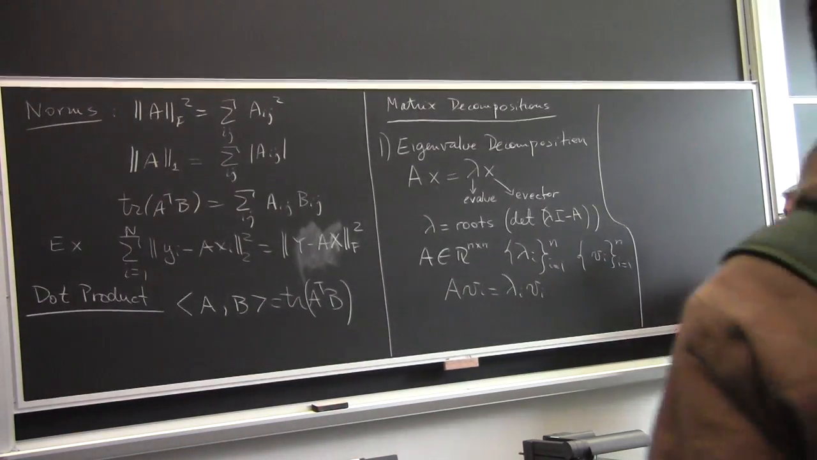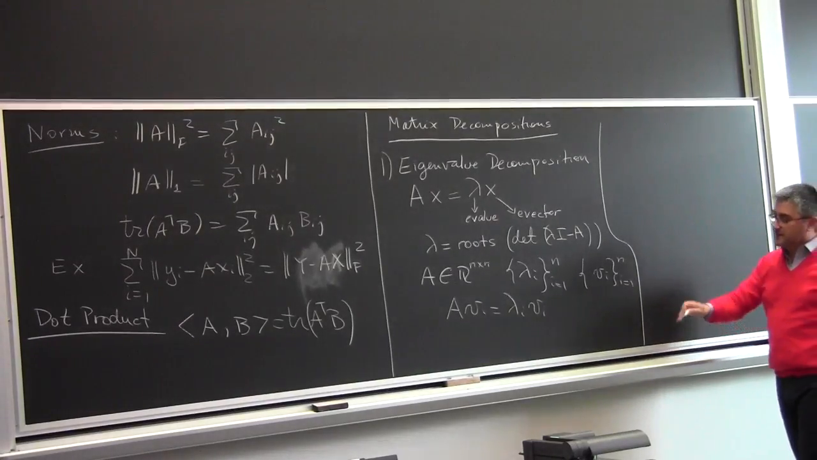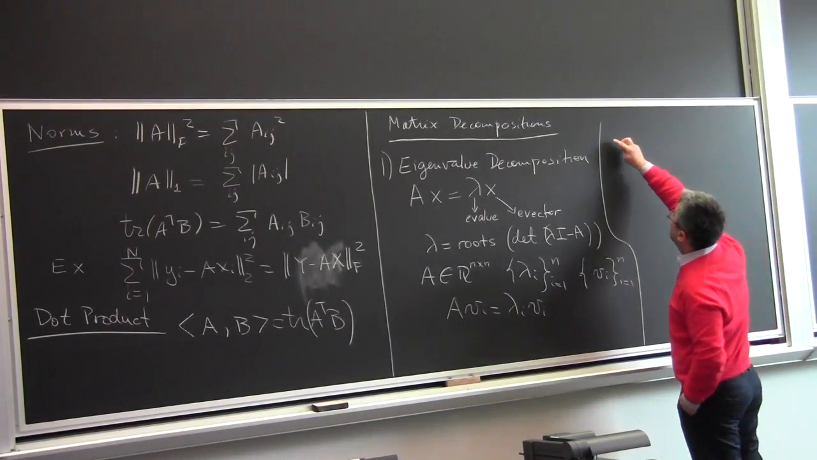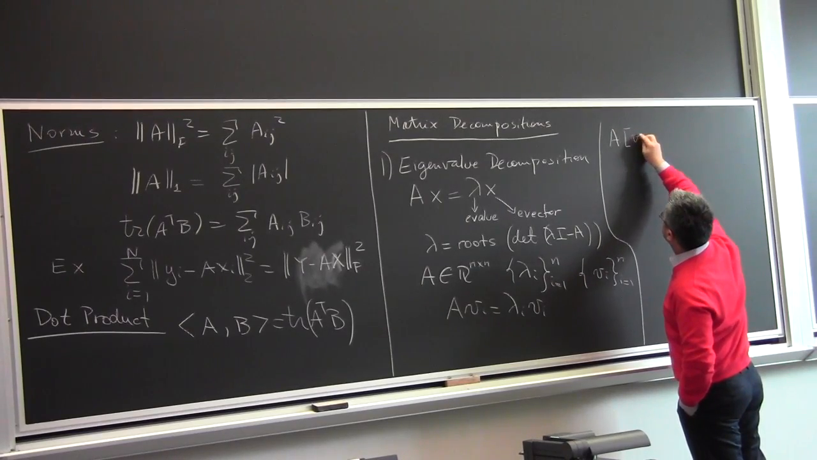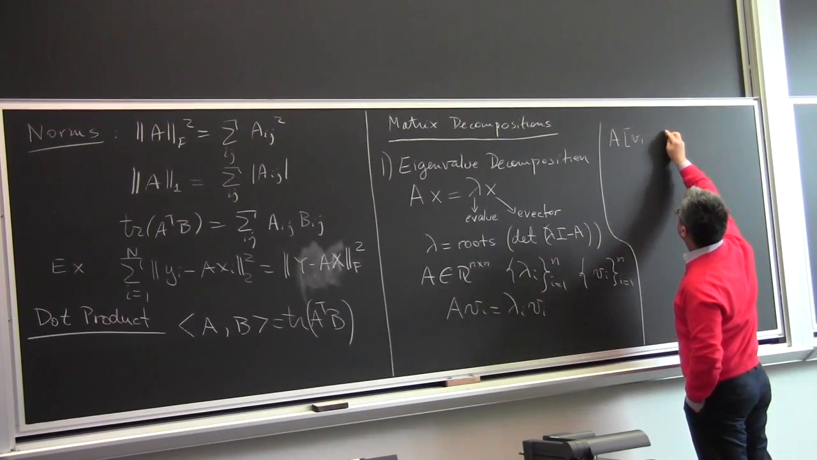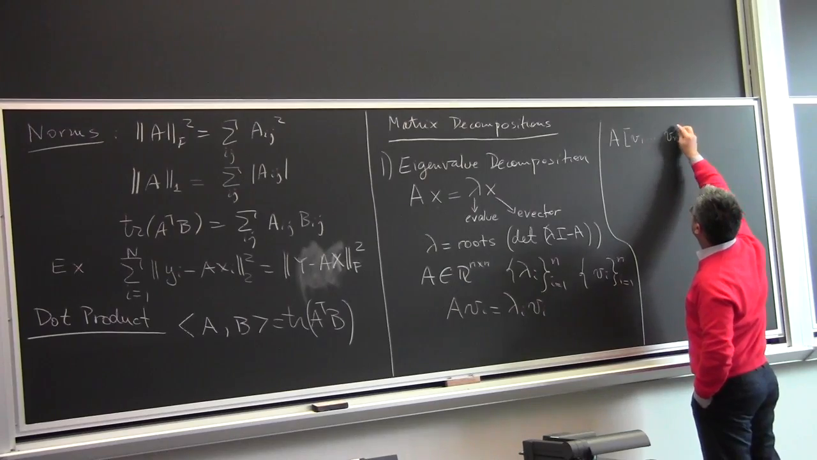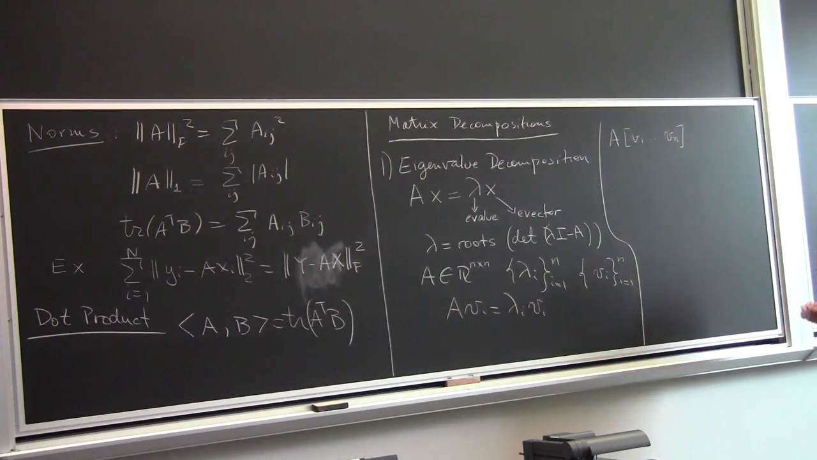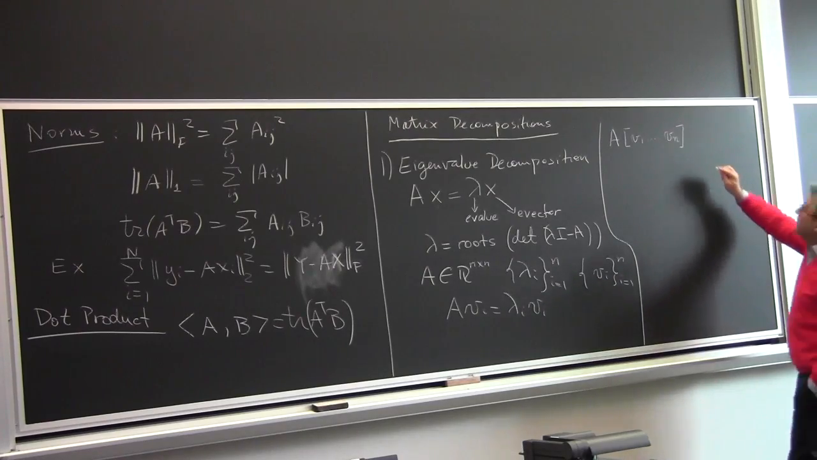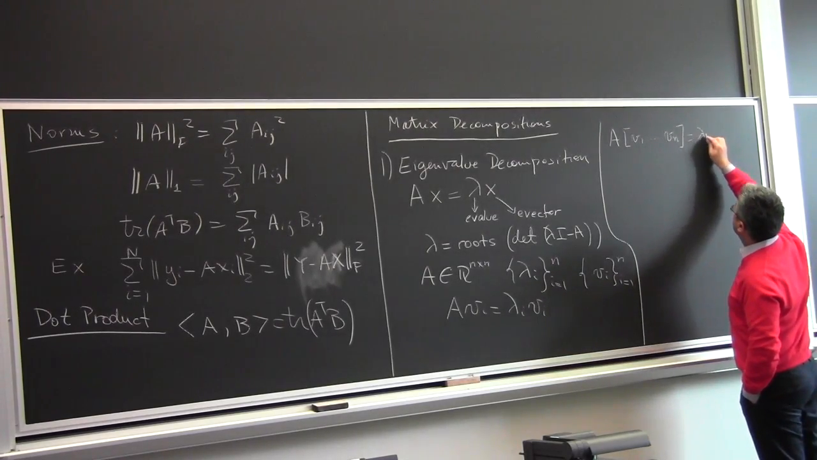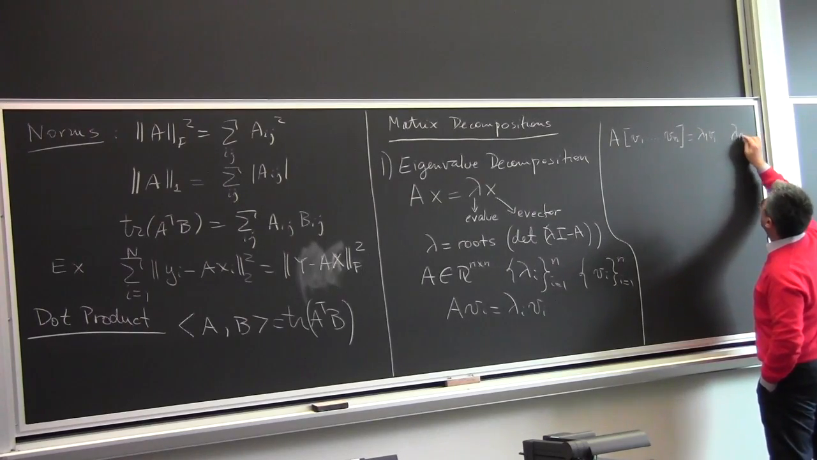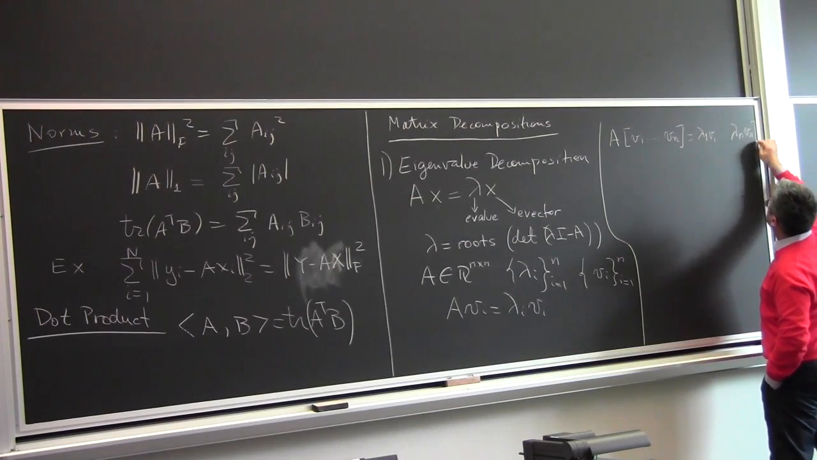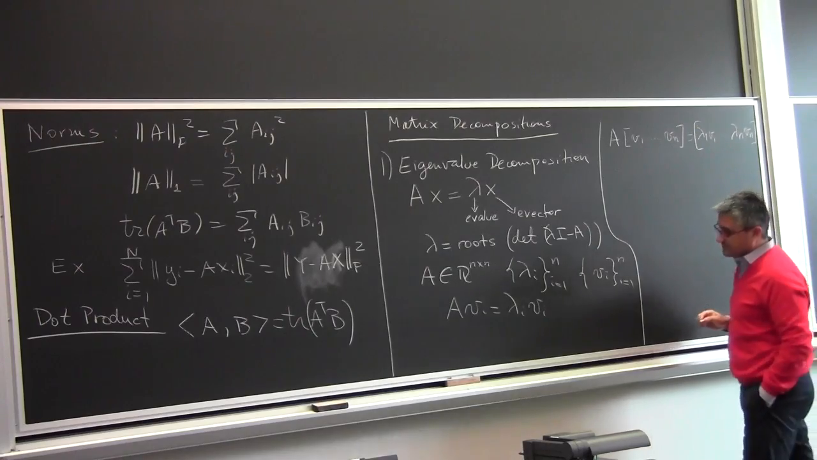So what this last equation implies is that if I stack all of the eigenvectors into a matrix, v1 through vn, as the columns of a matrix, what I get is lambda 1 v1 through lambda n vn.